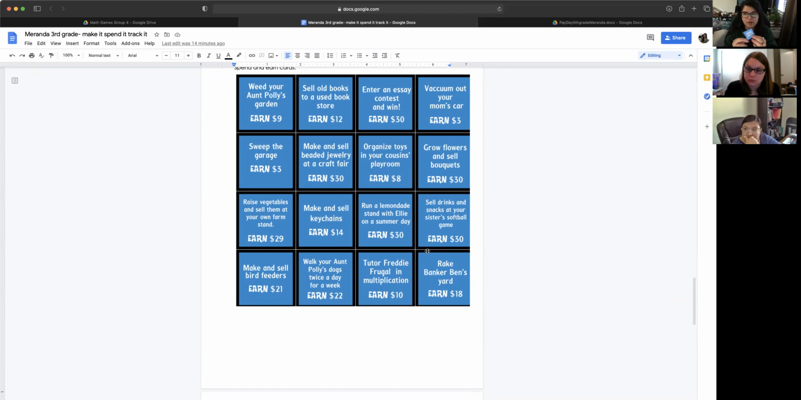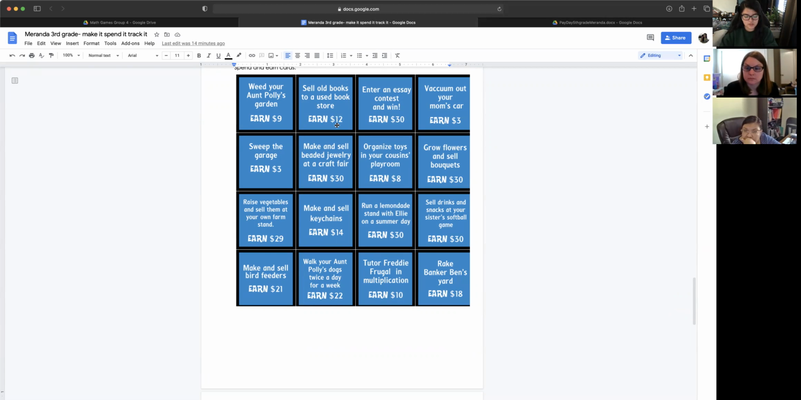If they land on an earn space, they don't necessarily have to do this job and earn the money. But if they do decide to, for example, sell old books to a used bookstore, earn $12, they will have to skip their next turn. So they really have to make that critical decision of, okay, do I want to earn this money and skip my next turn, or do I want to just wait?